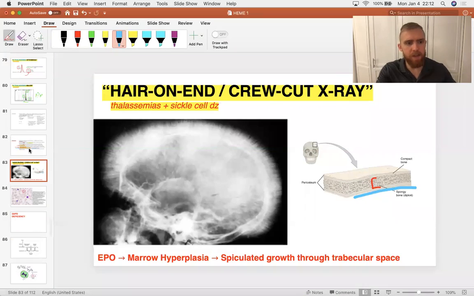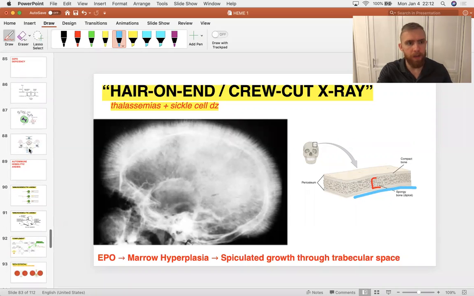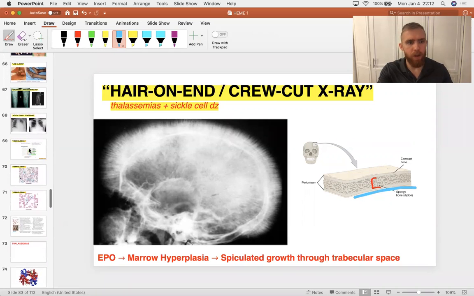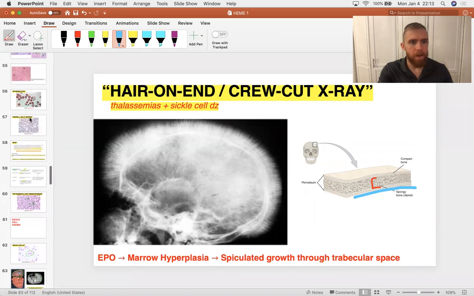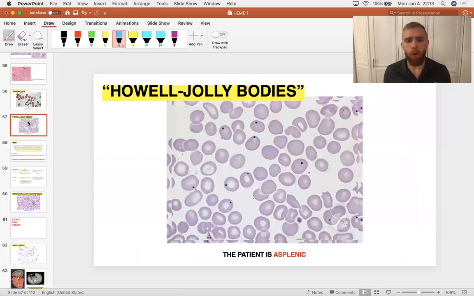So because the spleen is not working in sickle cell disease, you will see very characteristically these things called Howell-Jolly bodies in red blood cells. And when you see Howell-Jolly bodies, what that means is whatever patient you're looking at is asplenic. Their spleen is either out or it is not functioning.